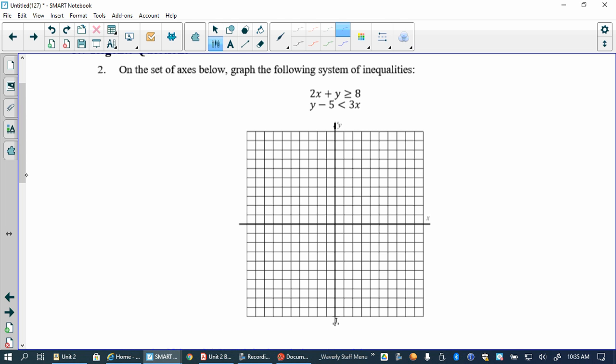So 2x plus y greater than or equal to 8. 2x equals 8, so there's my x-intercept for that one. And y equals 8.